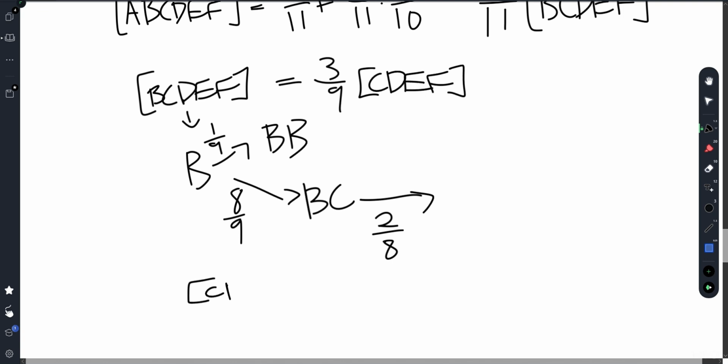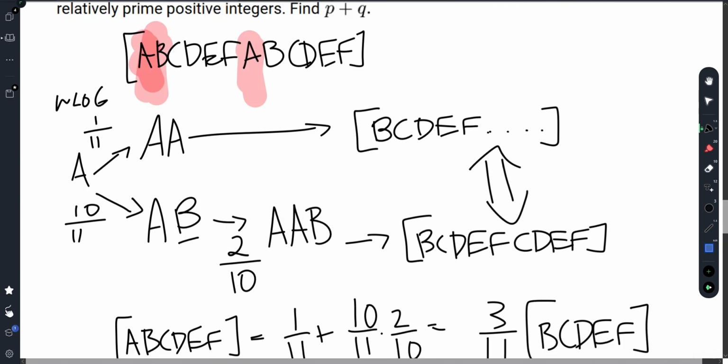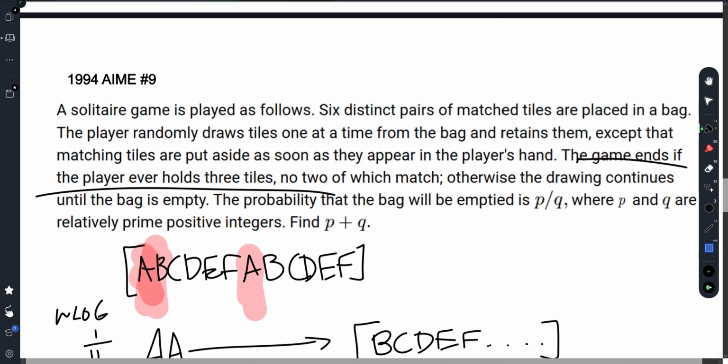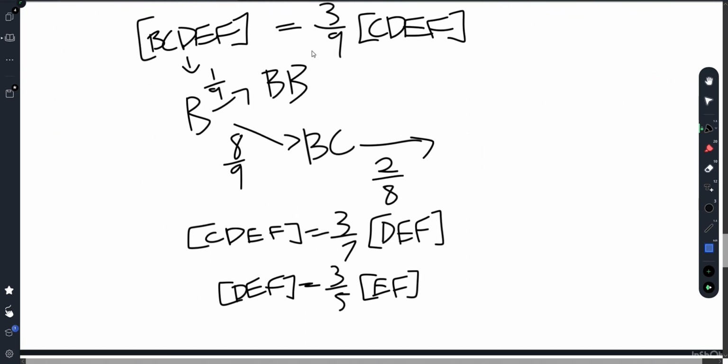We can continue this down. I won't show the work, but you get what I'm saying. CDEF is equal to 3 over 7 times DEF. And DEF is equal to 3 over 5 times EF. And now we don't need to keep on going, because since we only have 2 pairs left, it's impossible to lose, and the bag will always be emptied. This is because the player can't ever hold 3 tiles. Because there's only 2 pairs, if we hold 3 tiles, it'll automatically cancel out, and we will win.